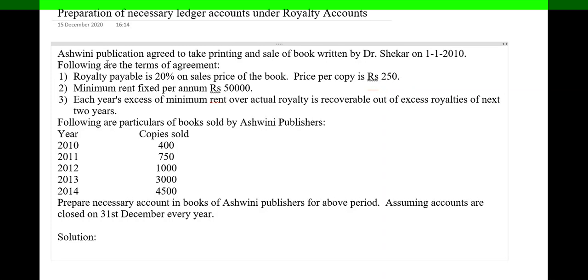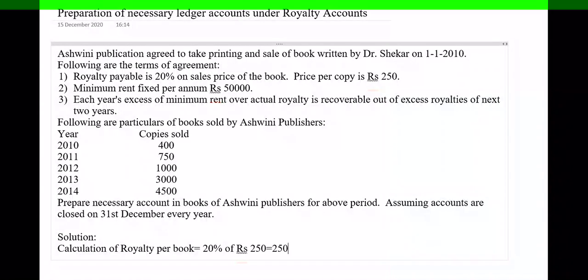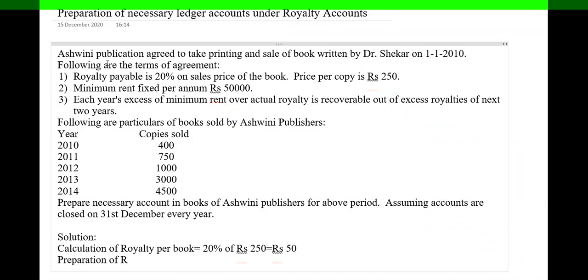So let us first calculate royalty per book, which equals 20% of rupees 250, which comes to rupees 50. So now let us prepare the royalty payable chart here. Preparation of royalty payable chart. So let me insert the table here.